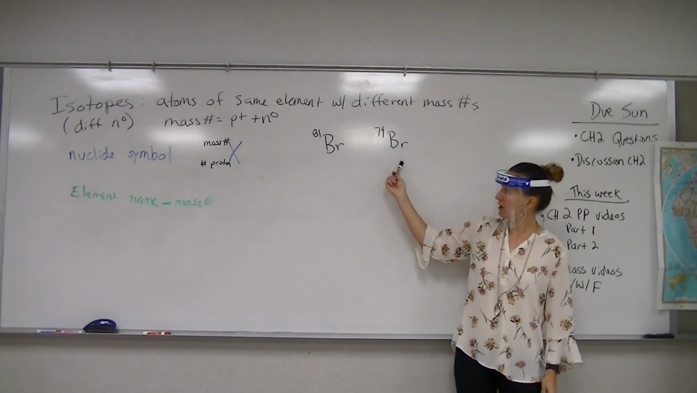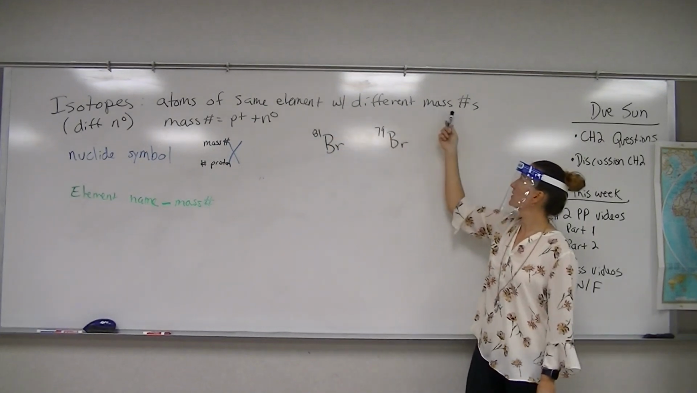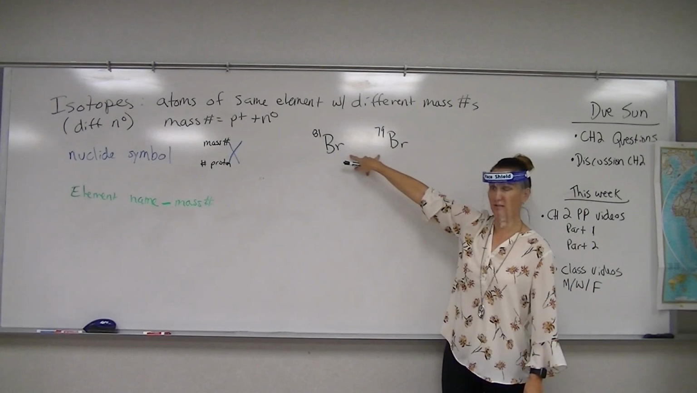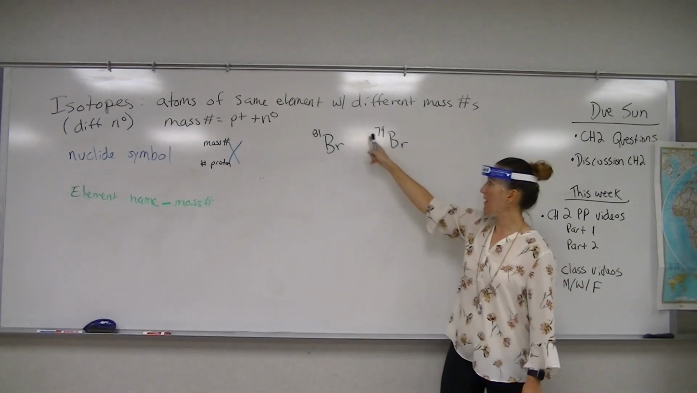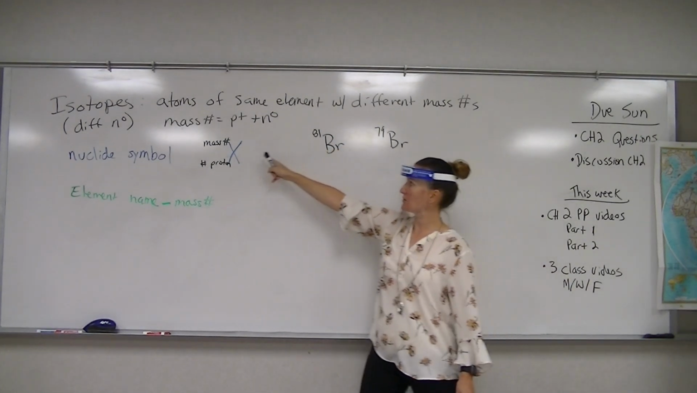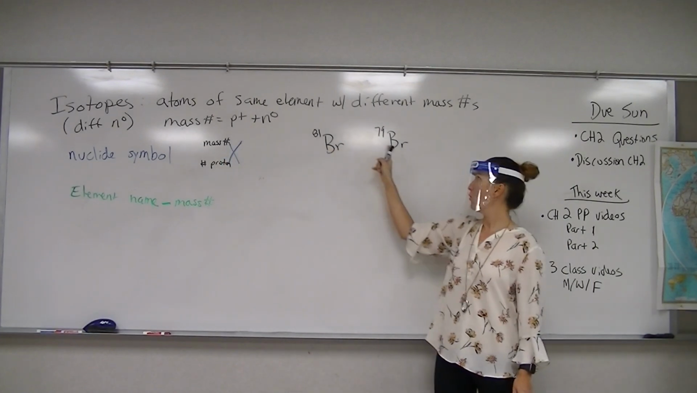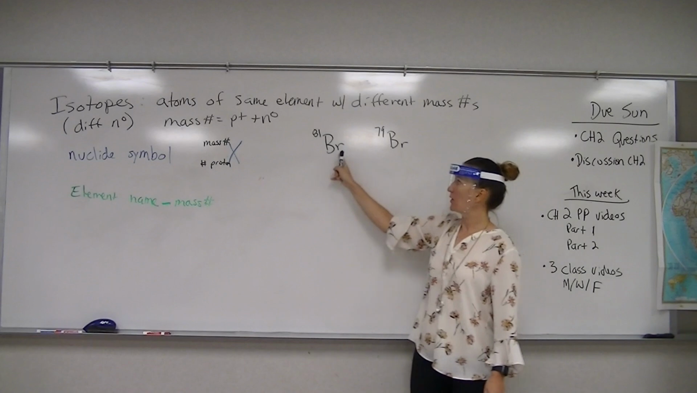So isotopes are atoms of the same element with different mass numbers. So we're talking about two different atoms of bromine, and they differ by their mass number, because when we write nuclide symbols, the mass number is this number up here. And notice that number is different between the two. One is bromine 79, one is bromine 81.